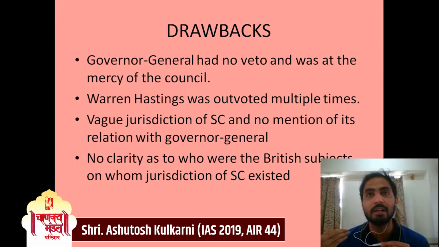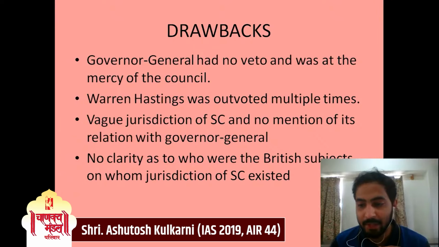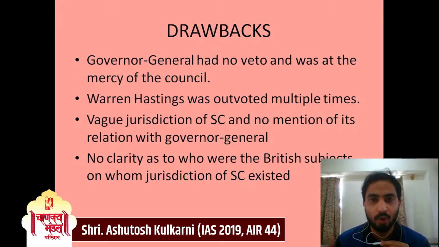You will find that the jurisdiction of the Supreme Court was not clear. Anglo-Indians, that is British who had married Indian people: the Anglo-Indians that were born, were they British citizens or Indian citizens? Was the Supreme Court having jurisdiction on them or not? Total confusion. So this entire centralization process gave more power to Warren Hastings, but yet again he had no power because he was at the mercy of his council.